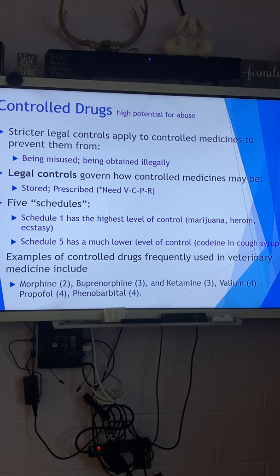Phenobarbital is a seizure drug. That's a number 4. So lock and key and drug logs. You guys have questions about controlled drugs?